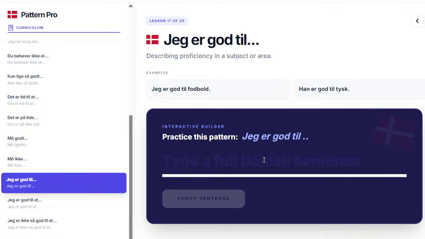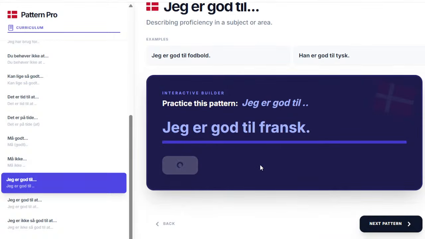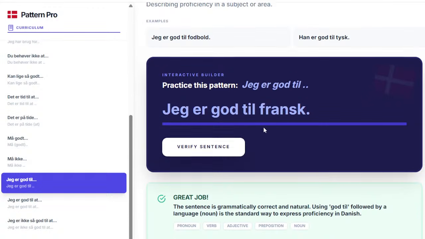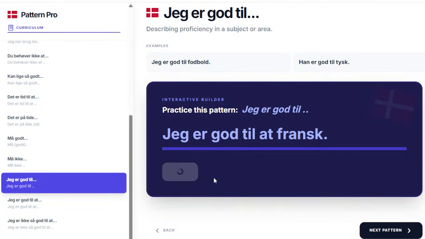Han er god til, could be whatever. Let's put another language, a language you might not be able to guess on your own. What could it be? Jeg er god til fransk. I'm good at French. And there is no at, because at would be for the verb. Jeg er god til at tale fransk. We'll get to that in a second.